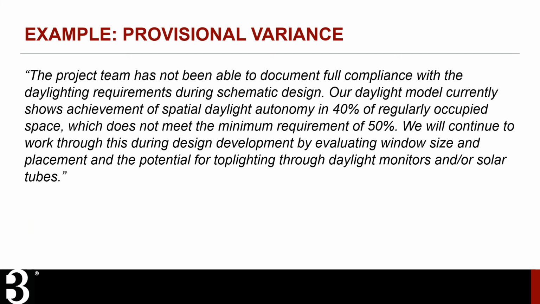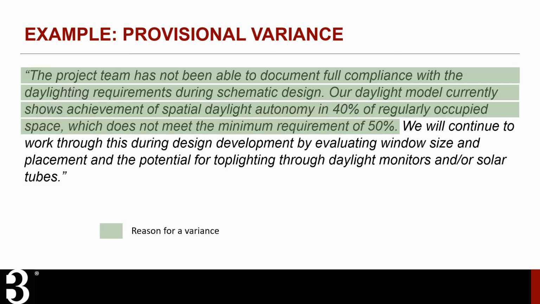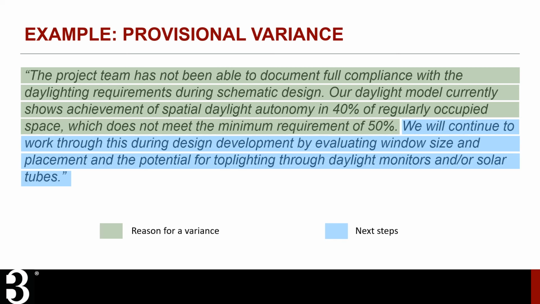Here's a good example of a request for a provisional variance. The project team describes the reason the variance is needed, that they haven't been able to achieve compliance with the B3 daylight requirements during an early design stage. To meet the requirements, they need to increase daylight access. They're requesting a provisional variance so they have more time to redesign windows and other natural light features in their building, with the intent that the constructed building will meet the guideline requirements.